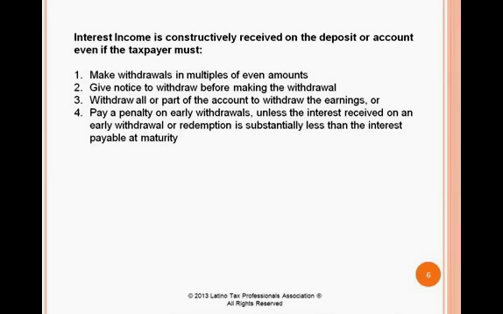Constructively received income can be already on deposit or account, even if the taxpayer must make withdrawals in multiples of even amounts, give notice to withdraw before making the withdrawal, withdraw all or part of the account to withdraw the earnings, or pay a penalty on early withdrawals, unless the interest received on an early withdrawal or redemption is substantially less than the interest payable at maturity. Simply put, constructively means I have received that money. Whether I actually spend it or not, I am able to spend it.